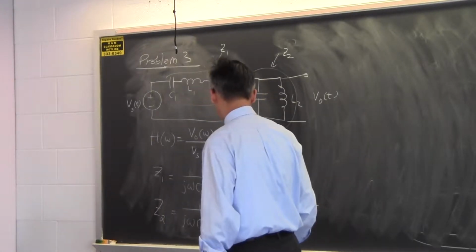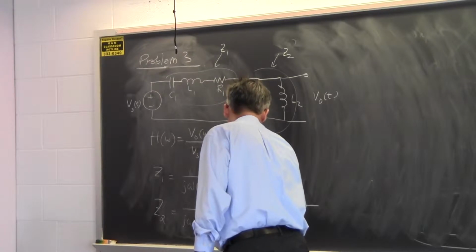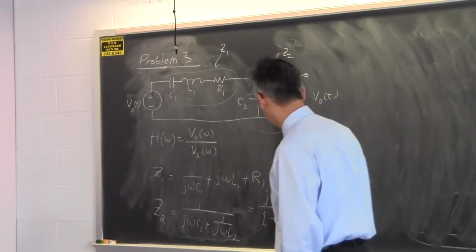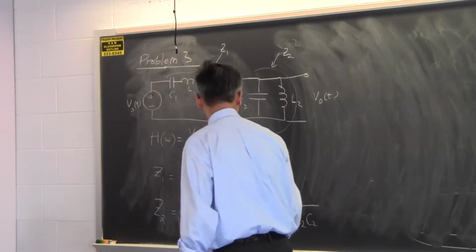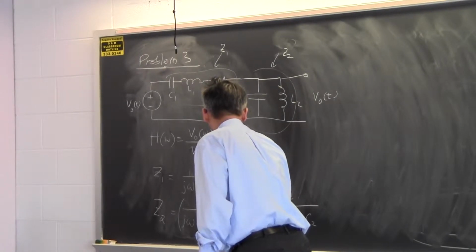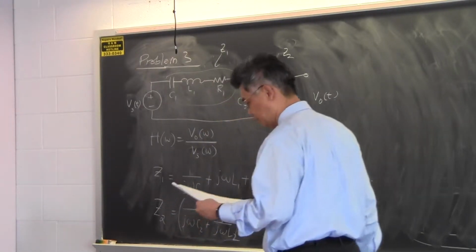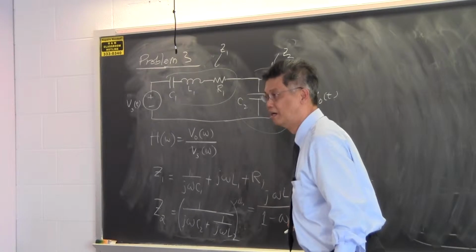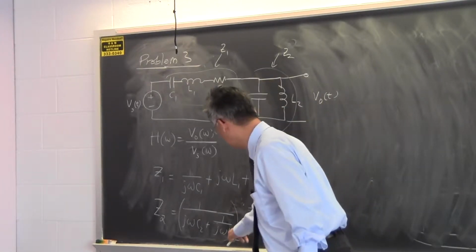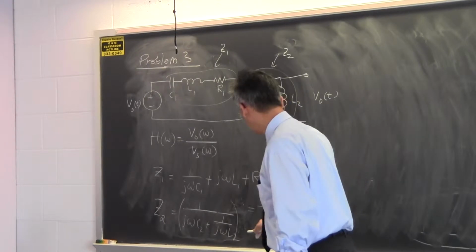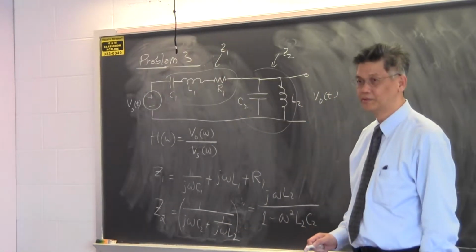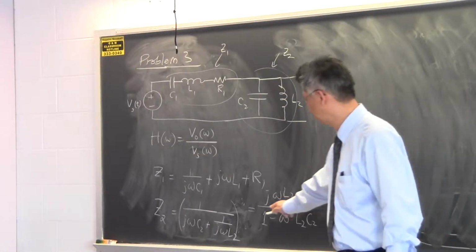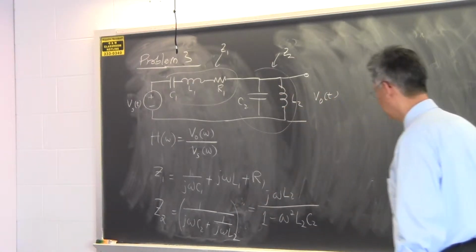It can also be written in this manner: 1 minus omega squared L2 C2. You can just multiply numerator and denominator by j omega L2, and you get this expression. Is this too quick to go from here to here? You multiply numerator by j omega L2, you multiply denominator by j omega L2, and you get that in the denominator and that in the numerator. Or you want me to go through the detail? It's fine, right? You can catch that.